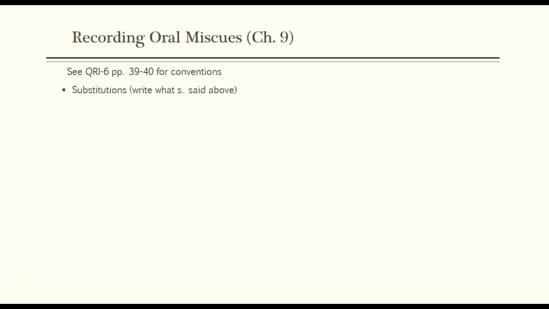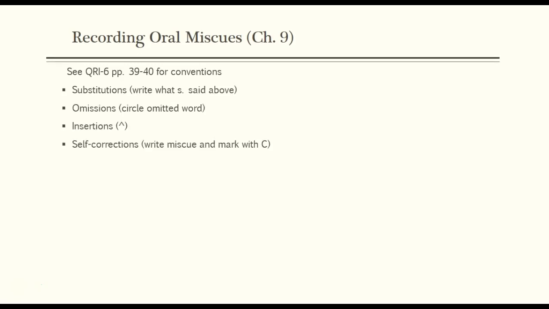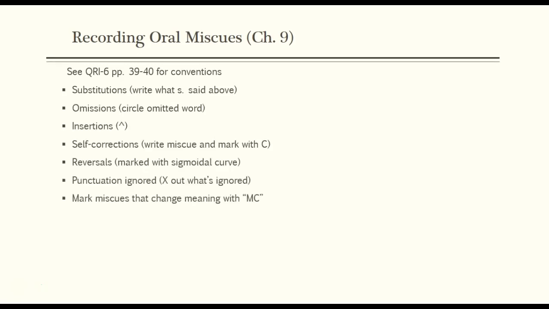How to record oral miscues. You may want to reacquaint yourself with the running record notation. So for substitutions, you write what they said above the word. Omissions, you circle the omitted word. Insertions, you caret with the new word.